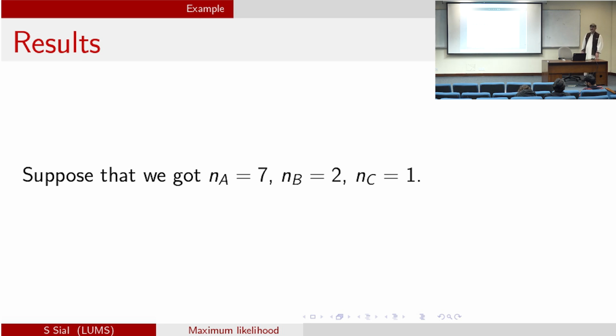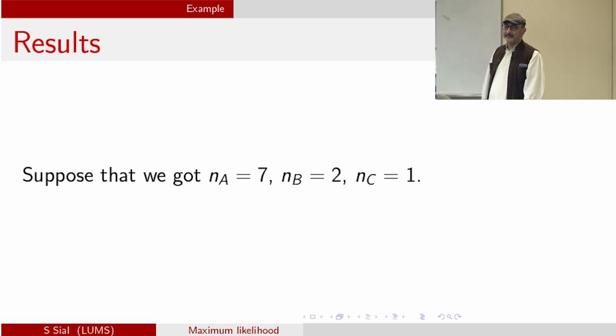So now, intuitively, before we do any math, how would you estimate the probability of result A, probability of result B, probability of result C? Yeah, so I would estimate P sub A equals 0.7. I would estimate P sub B is equal to 0.2, and P sub C is equal to 0.1. Okay, let's see if we can justify that.